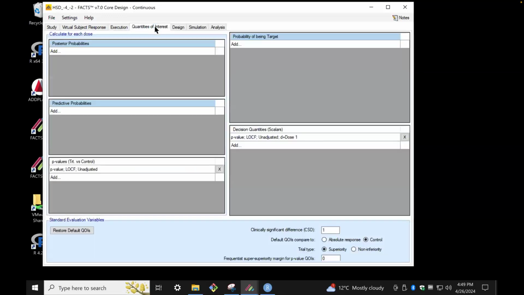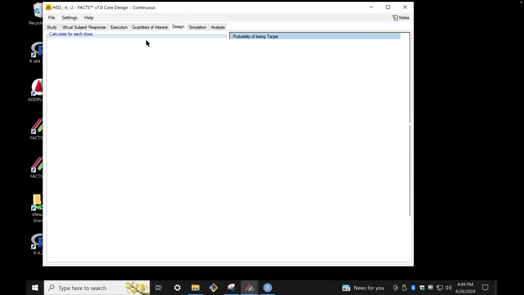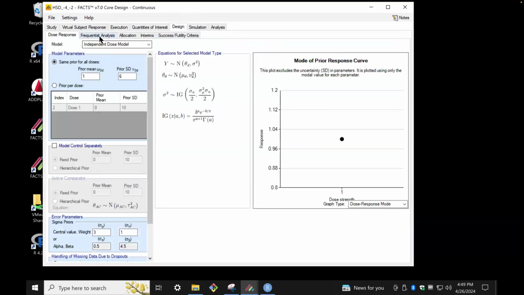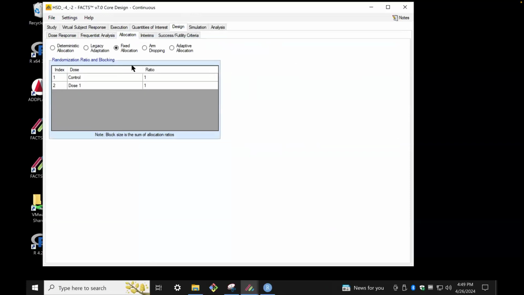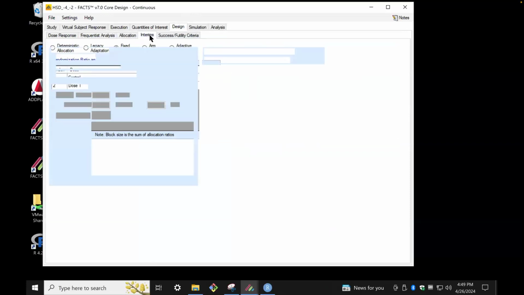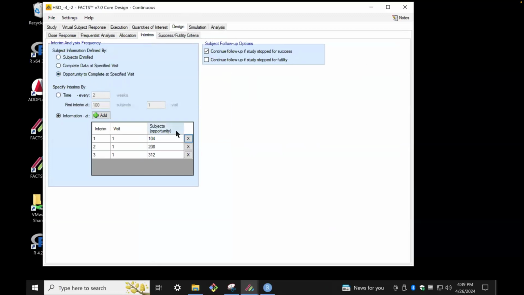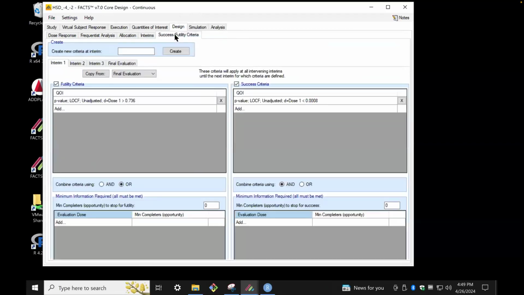I've not simulated any dropouts, and the only quantity of interest we have is the p-value, and our decision quantity is the p-value at dose 1. So our Bayesian design doesn't really matter because we're just using the p-value. We've disabled the alternate frequentist analysis. We're simply doing one-to-one allocation, and I'm doing the interims by subjects complete. And I've got them equally spaced throughout the trial, 104, 208, 312.